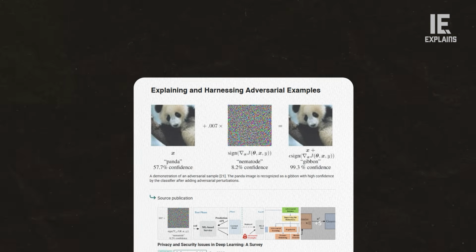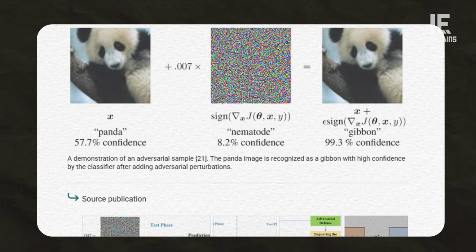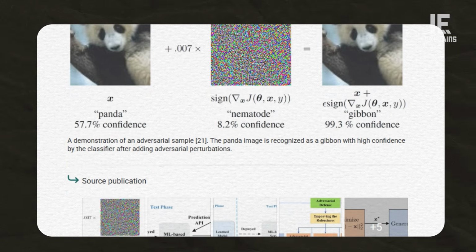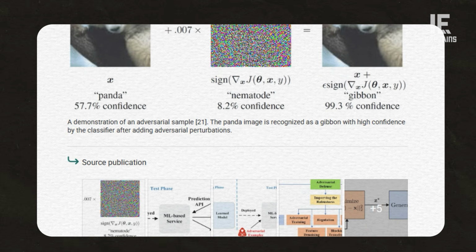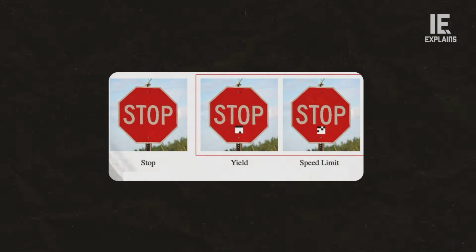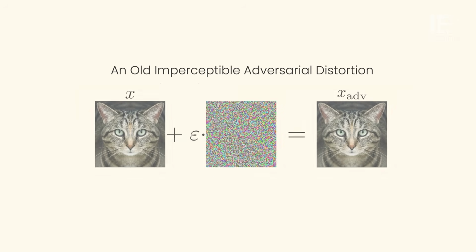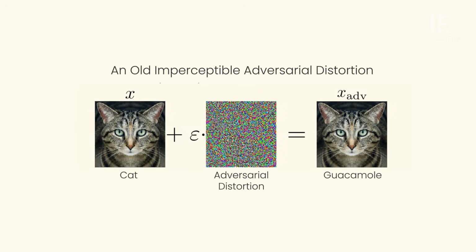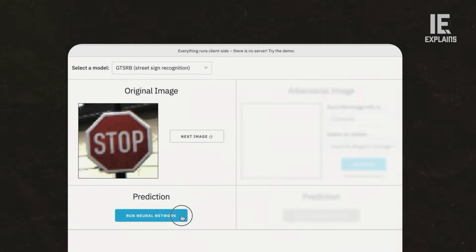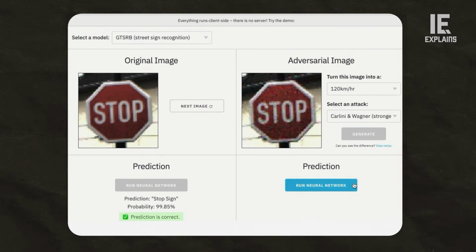In 2013, researchers showed that if you add specific patterns of noise to an image, a perturbation so small that no human can see it, you can make a neural network confidently misclassify it. A panda becomes a gibbon, a stop sign becomes a speed limit sign. This isn't a bug in one model, it's a structural property of how these systems work. Because they're operating on pixel level statistics rather than a genuine understanding of what things are, they're vulnerable to inputs that exploit the statistical shortcuts they've learned, and that has real consequences.